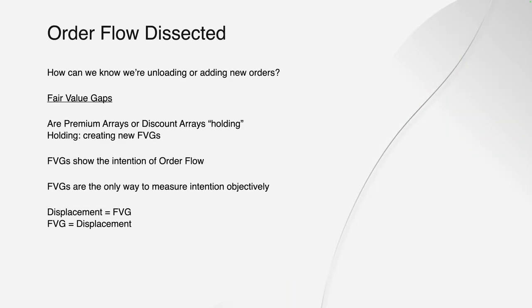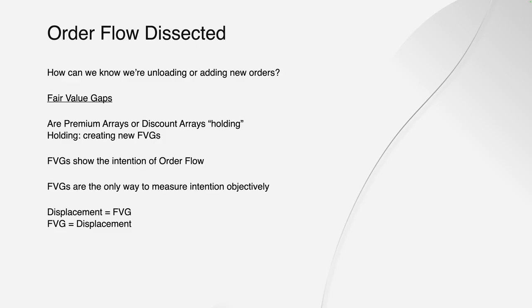So going back towards this slide, fair value gaps show the intention of order flow. So fair value gaps are the only way to measure intention objectively. So in the market, if we want to continue higher or continue lower, there will always be some sort of signs that are left behind. That sign is displacement. Now, displacement equals fair value gaps. Fair value gaps equals displacement. And displacement basically means seeing an aggressive price movement, which in itself is also a fair value gap.